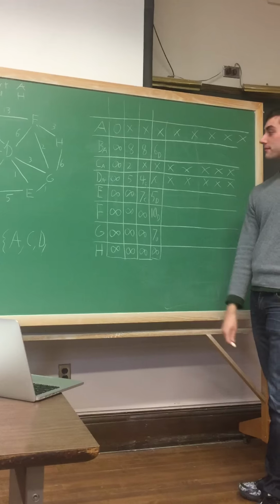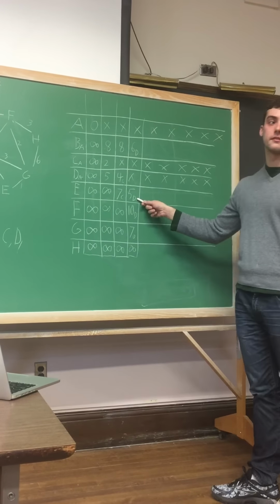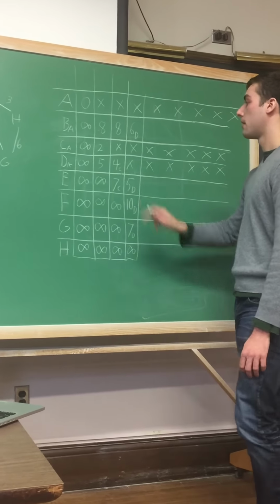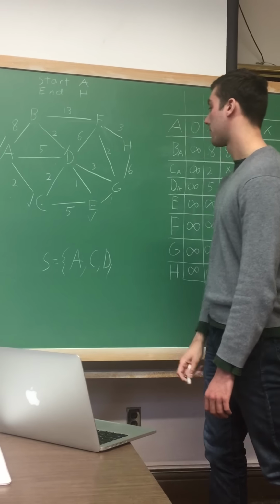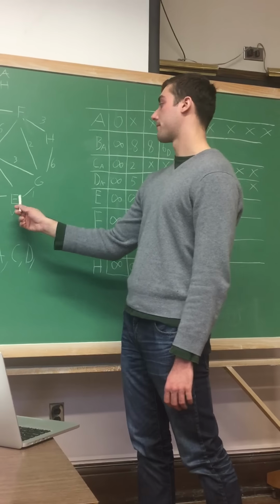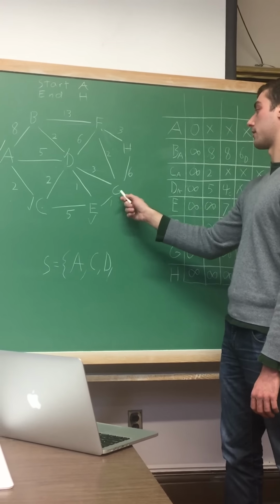E, right? Because it's the lowest number in it. So we're at E. Let's check this off. We can't look at C because we already looked at it. We already looked at D. So now let's look at G.